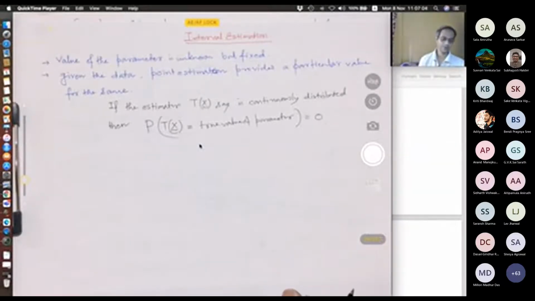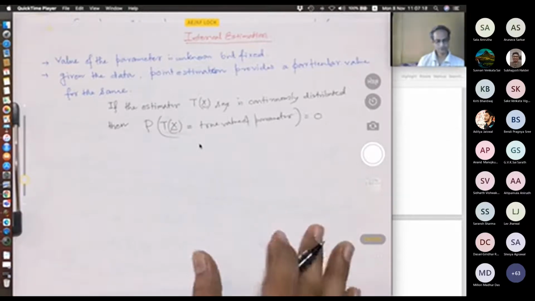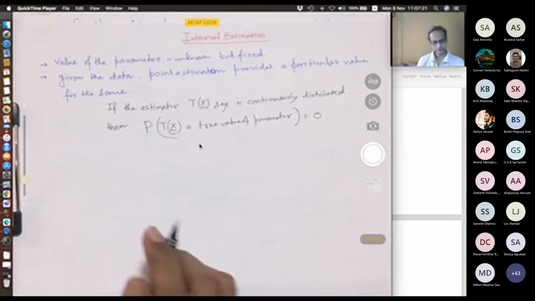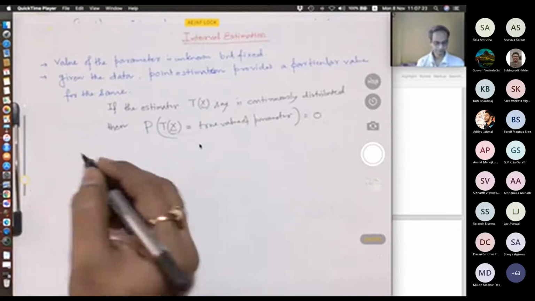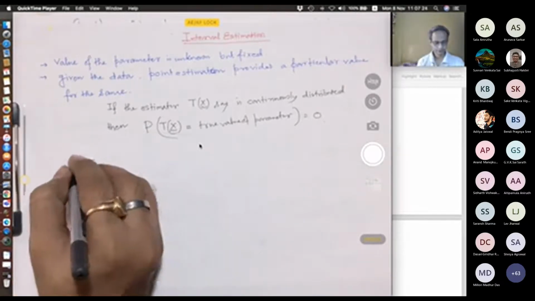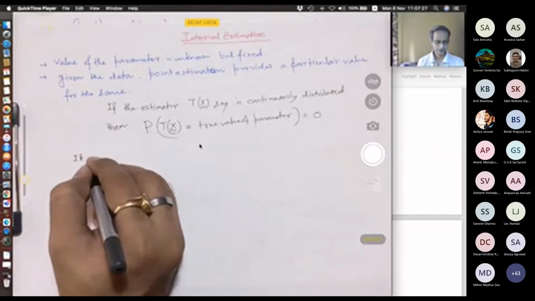I mean, recommendable in the sense that people often want to have an interval, rather than a particular number. For example, it also has applications.